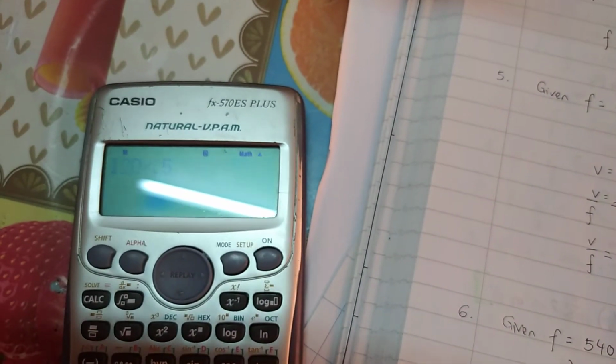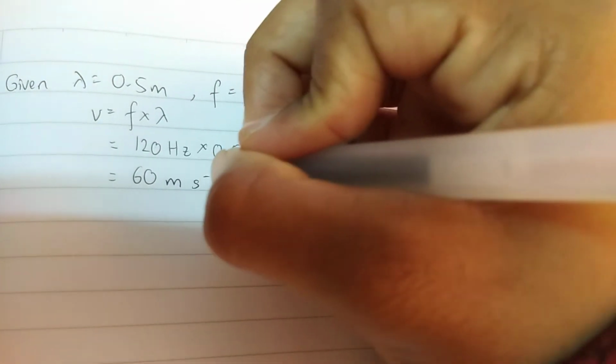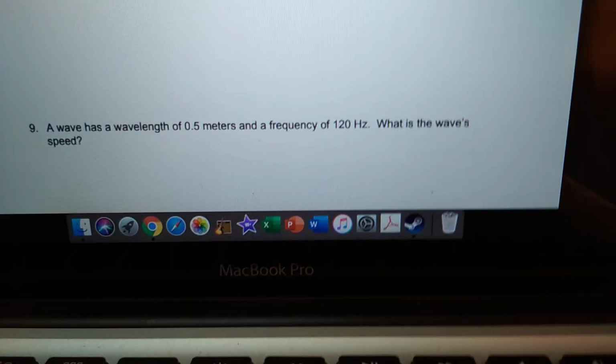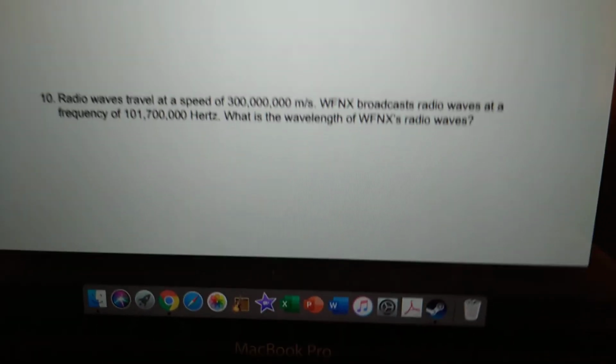120 times 0.5. It's half, so 60. Okay? You have 60 meters per second. Question 9. Done. The speed of the wave. Last question. Question 10. Okay, question 10 sounds a bit complicated, but it's still the same thing.